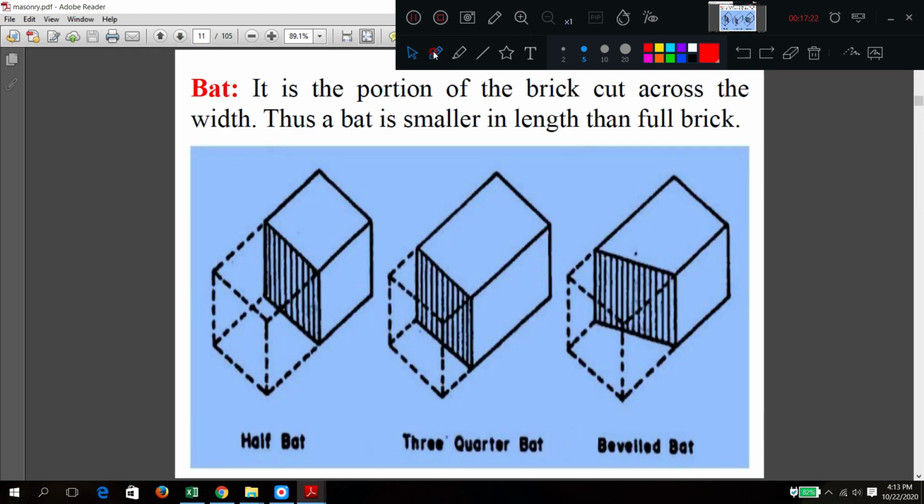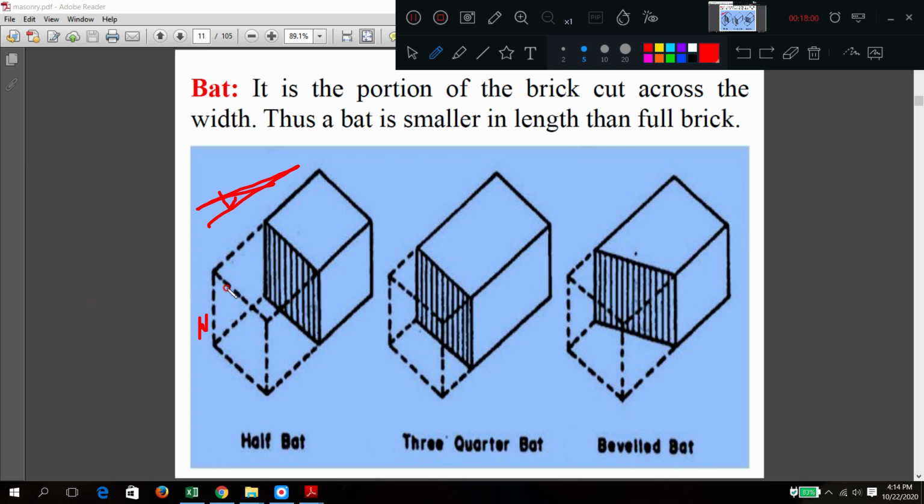Now come to this one. When you see a mason during construction, if the size does not fit, he will break some sides and fit it there. So those are called as bats or closers, in bricks as well as stones. See now, it is L, it is W, lengthwise, widthwise. This portion is solid, this is cut and removed. I hope you are understanding.